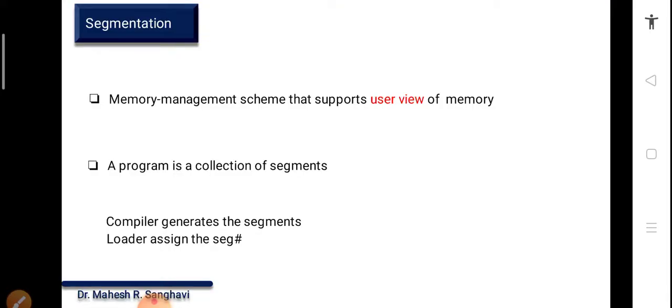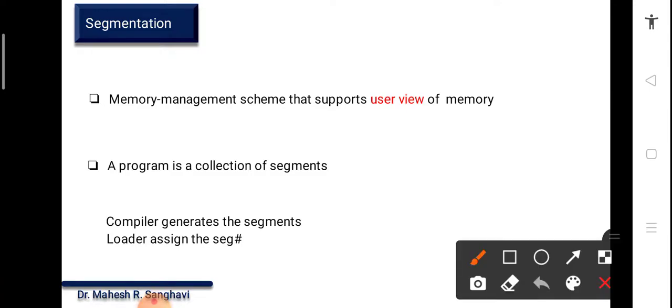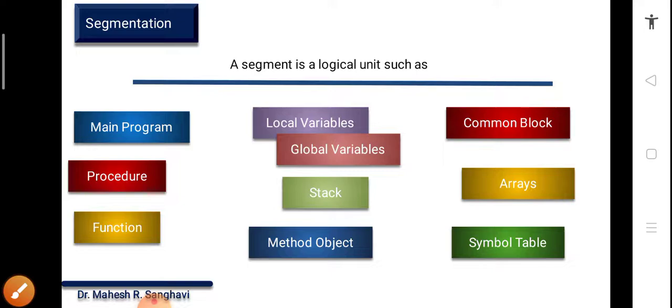Segmentation is one of the memory management schemes that supports the user's view of memory. A program is a collection of segments. We all are aware that programs are collections of segments. There are various different segments, and the compiler generates these segments, and normally the loader assigns the segment number to that particular segment.